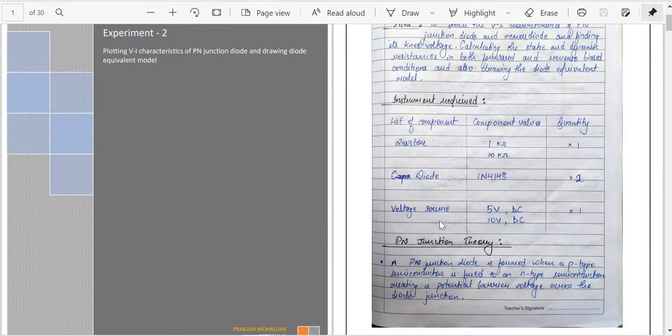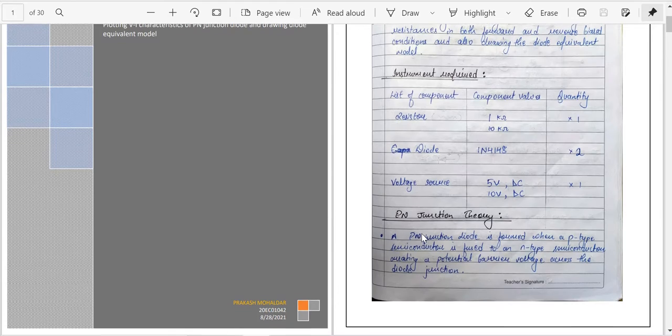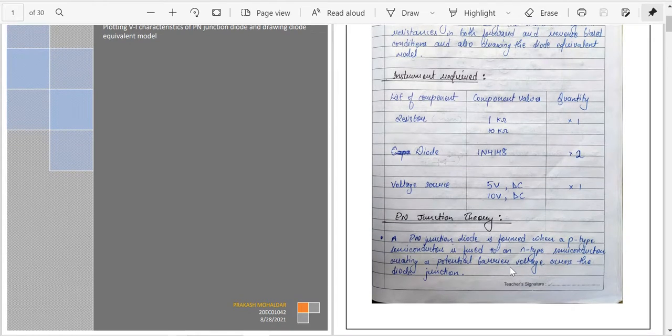So the instruments required in this experiment are a resistor of 1 kilo ohm for forward bias case and 10 kilo ohm for reverse bias case, a diode of specific ratings, and a voltage source of 5 volt for forward bias and 10 volt for reverse bias. We are using a DC source here.